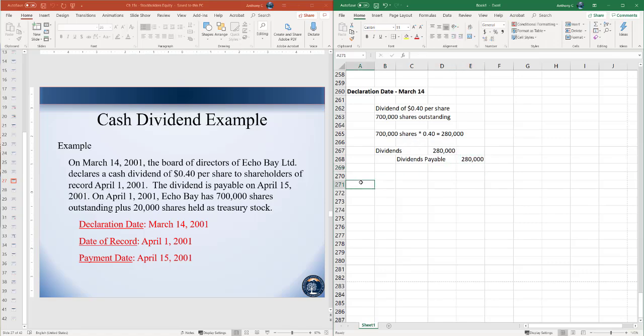All right, record date, as I mentioned, we're just figuring out who our stockholders are as of April 1st, so there is no entry for this. And then payment date, well, now we're paying off these dividends that we previously declared. So we can remove the dividends payable from our books. This will satisfy our obligation, and we'll credit cash for the 280. Okay, so hopefully that's relatively straightforward.